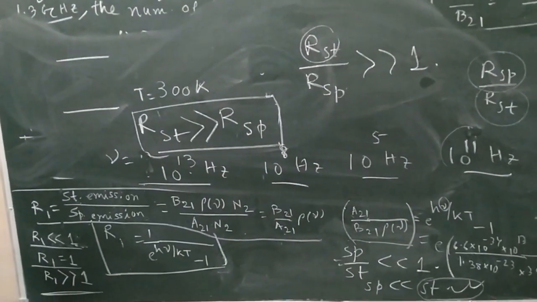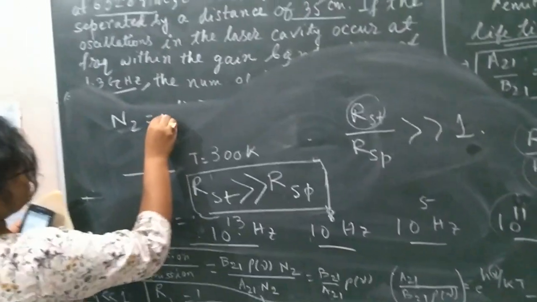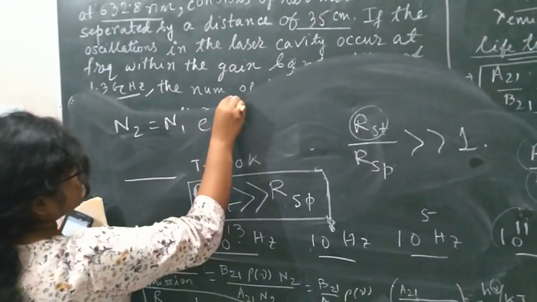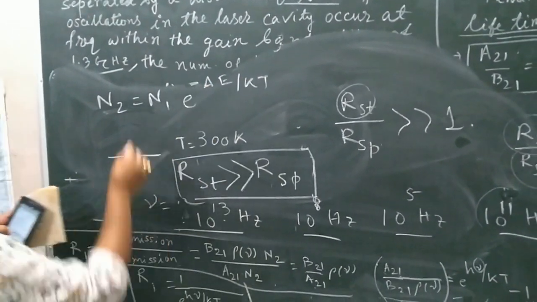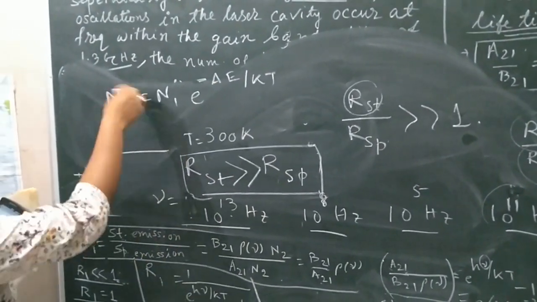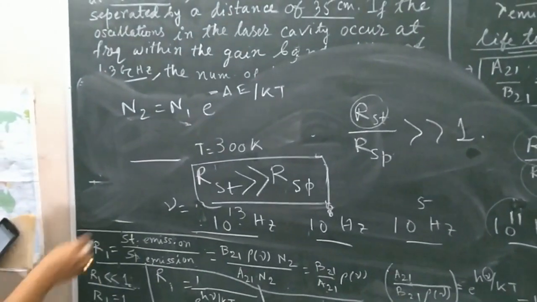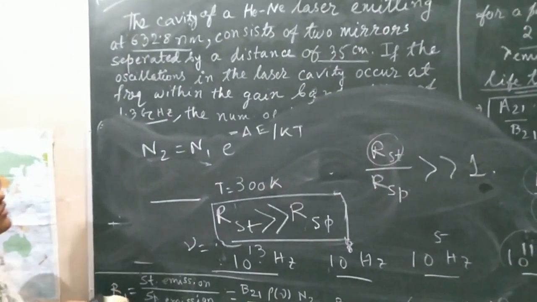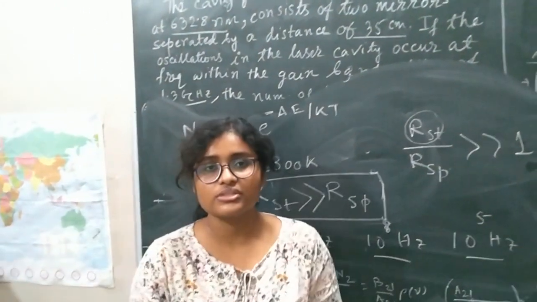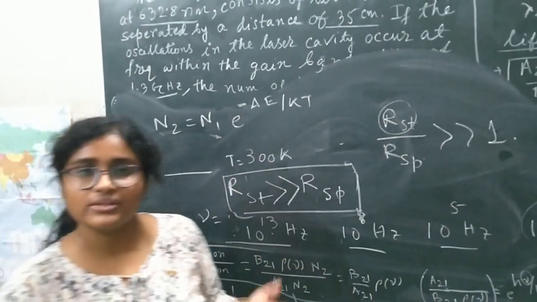These are the previous year questions, and there are also some questions from the Boltzmann law, that is N2 equals N1 into e to the power minus delta E by kT. So you may have to find out the number of excited state atoms, and you are given the number of lower state atoms and the energy difference between the two states. So I have thoroughly discussed all the laser questions which came in the previous years.